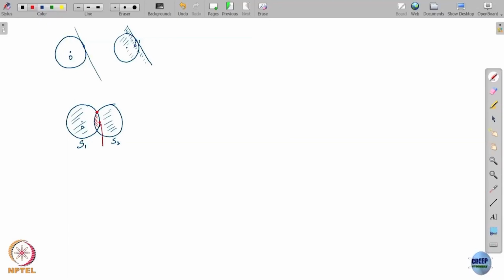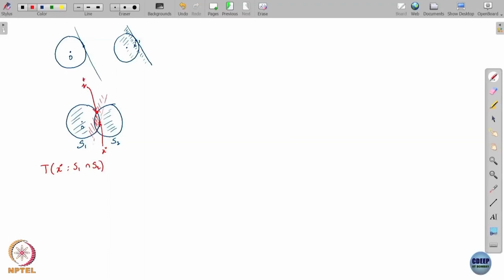Tangent cone with respect to what set? We are looking for the tangent cone with respect to the common region, the set S1 intersection S2. So this point belongs to the common region. What is the tangent cone at this point? It is again going to be this half space.